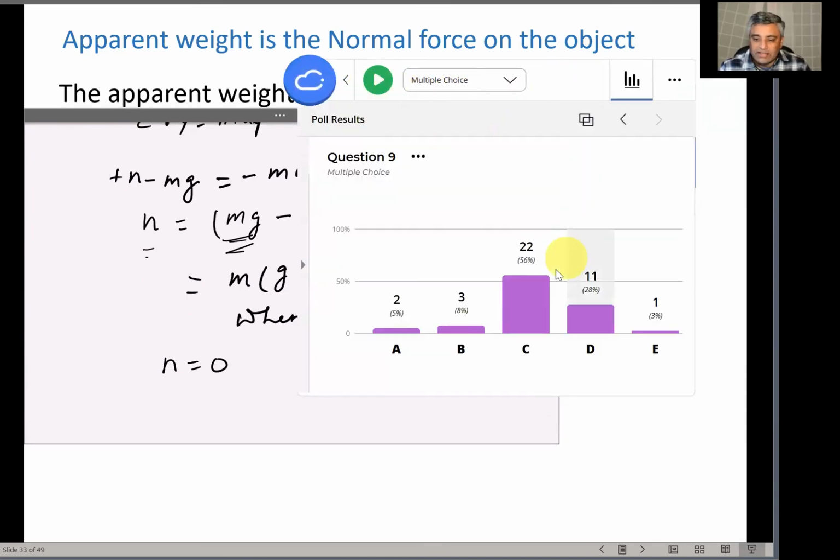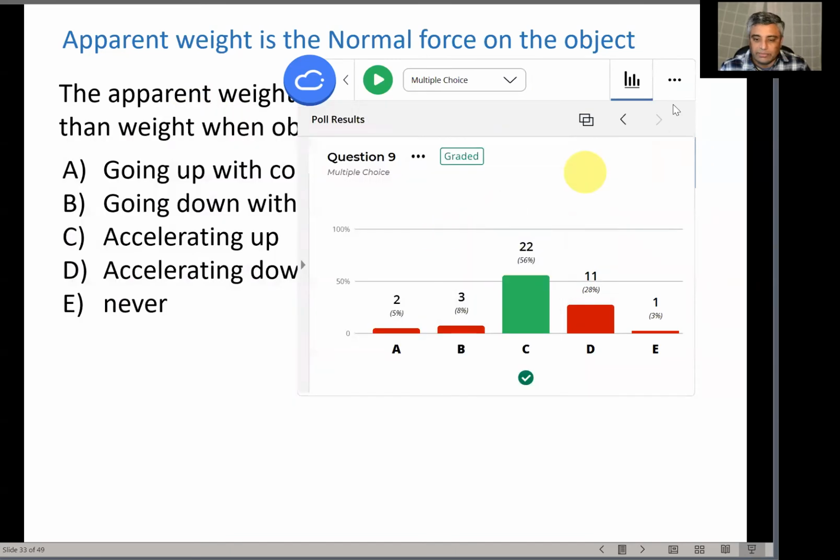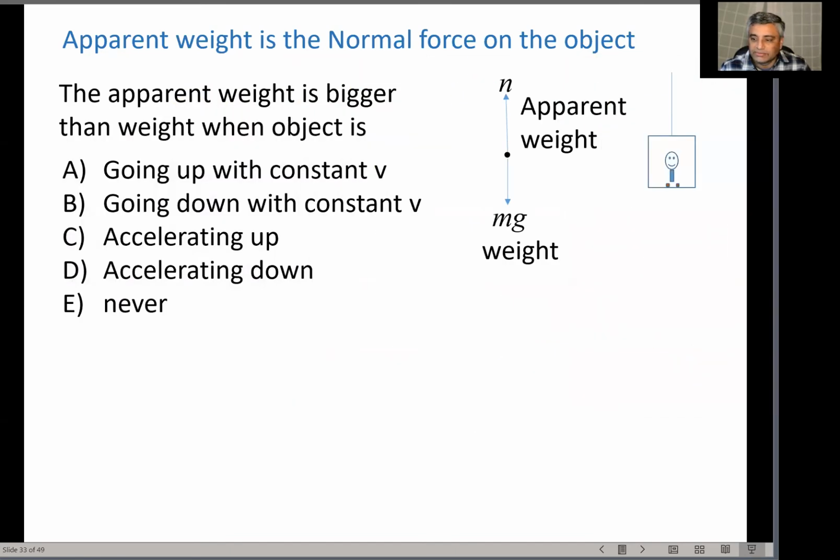So what was the answer for this? Was that C? Accelerating up? Yes. So that was the answer.